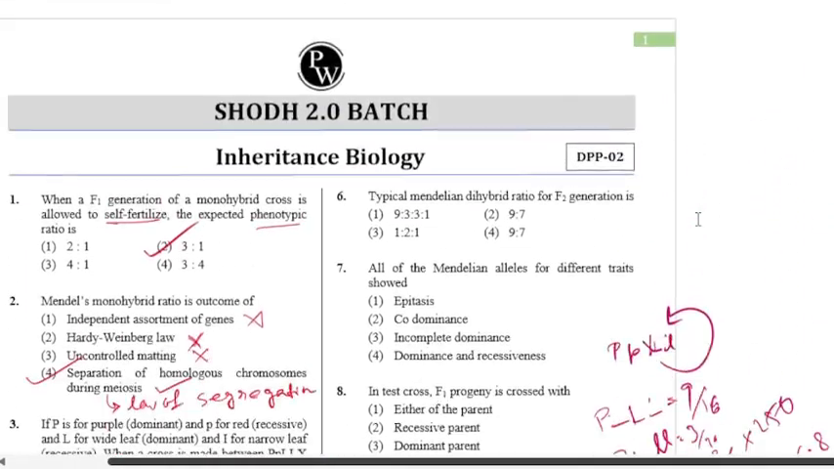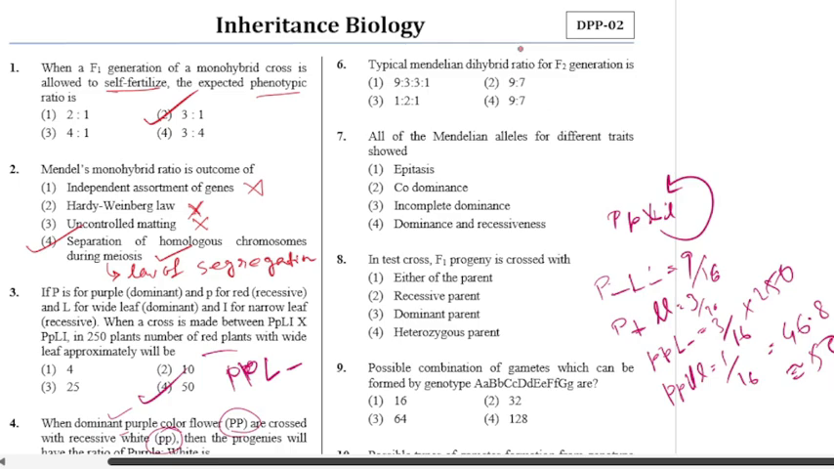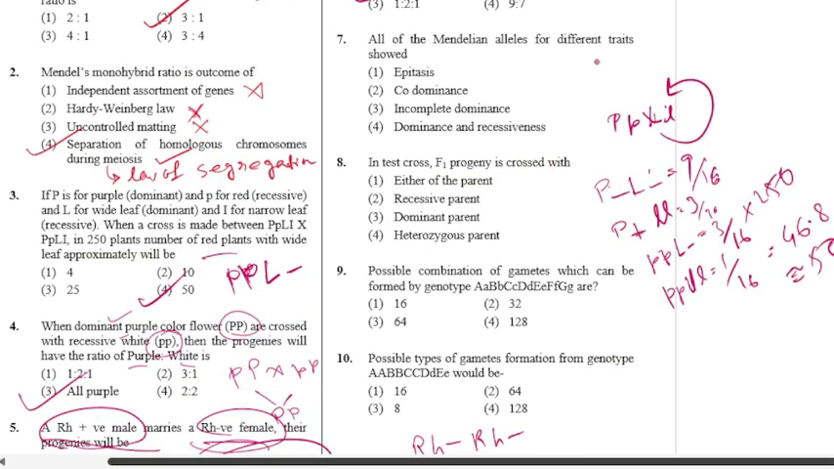Next question. Question number 6. Typical Mendelian dihybrid ratio for F2 generation is 9 is to 3 is to 3 is to 1. All of Mendel's alleles for different traits showed dominance and recessiveness. Mendel only stated the dominance and recessiveness. Mendel didn't know about epistasis, codominance, or incomplete dominance.